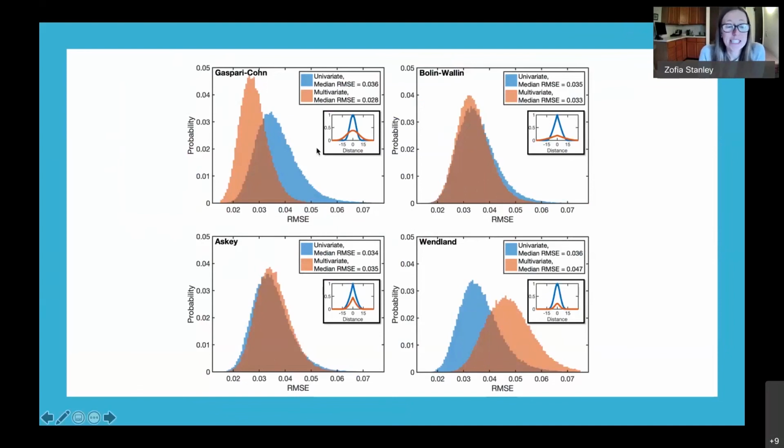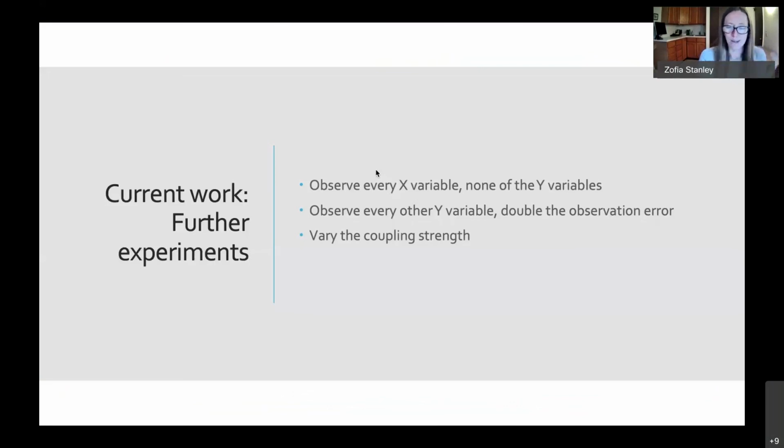So these insets are showing the cross-localization function that we use. And so the blue line is the univariate function and the red is the multivariate function. And so just briefly, I think what we're seeing is that for Gaspari-Cohn, we basically think that the shape of this cross-localization function is nice in a couple of different ways. And we sort of think that it's tall enough and wide enough. And I won't go into the details there, but there are more details in our paper if you'd like to look.